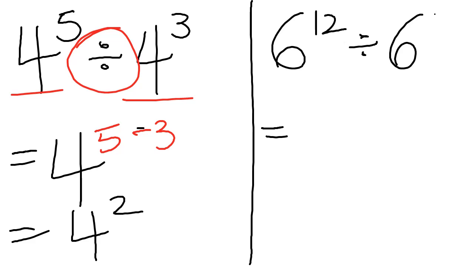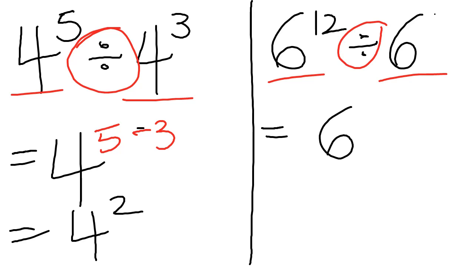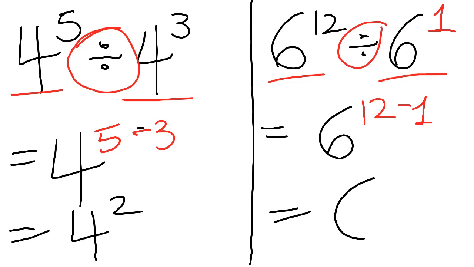So here we know that our final answer will have a base of 6 because our bases are the same, and there's a divided sign, so our exponents will be subtracted. 12 minus, and this 6 has an invisible exponent of 1, so we still count it. 12 minus 1. So our final answer would be 6 exponent 11.